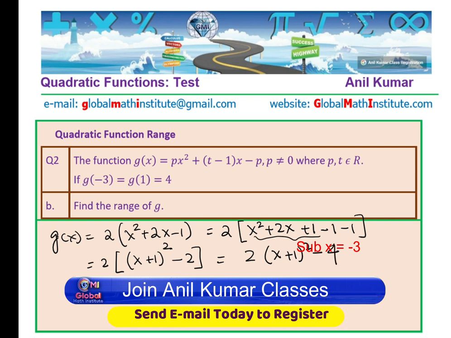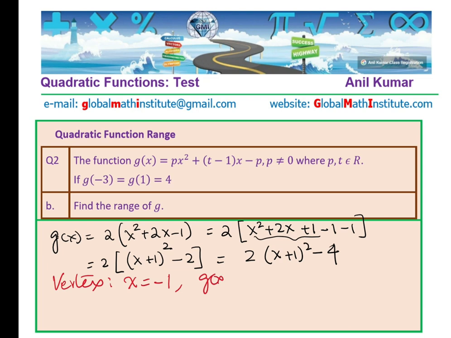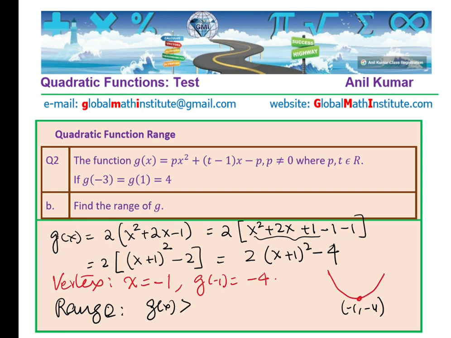So clearly we get a vertex at x equals minus 1. Let's write down x equals minus 1, and the value of g of x at minus 1 is minus 4, right? So g of minus 1 being minus 4, correct? So that is how the parabola is, where this particular point which we are looking for is at minus 1, minus 4, correct? And definitely the range of this particular function is g of x greater than or equal to minus 4.